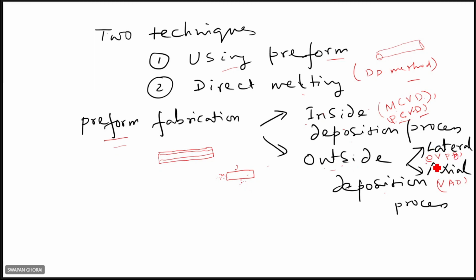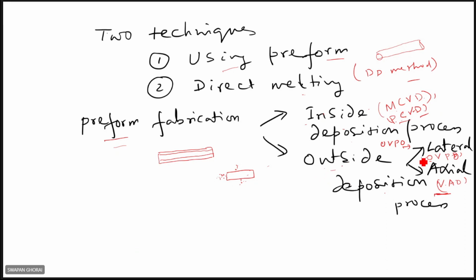For lateral deposition, one method is the OVPO method, outside vapor phase oxidation, sometimes also called OVPD. That is the lateral deposition technique. And then there is the axial deposition technique. This is widely used because it can produce very low loss fibers. That is the VAD method, the vapor phase axial deposition method. That is the outside deposition process.